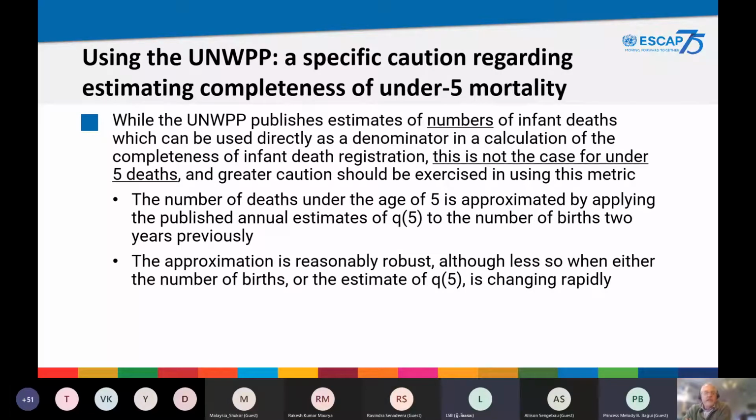But in most situations, a comparison would seem to suggest that the approximation is robust and at least will provide some kind of peg in the ground against which to estimate under 5 mortality.